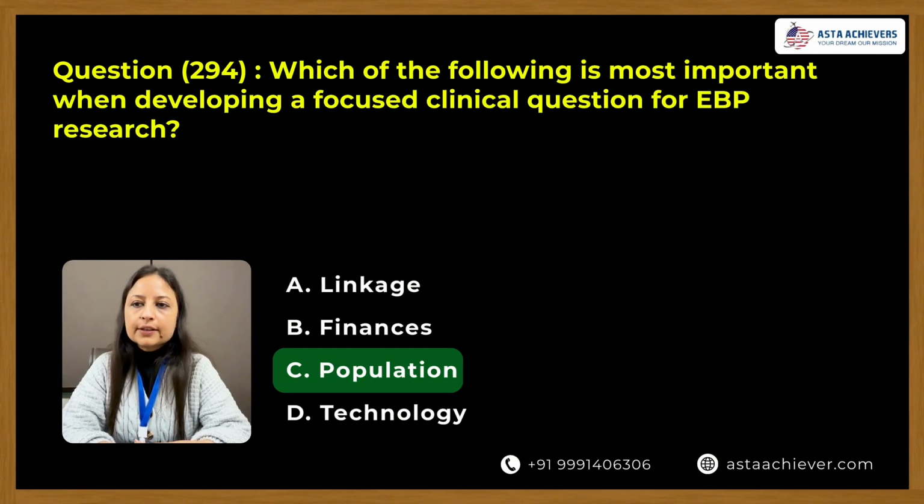Question number 294. Which of the following is most important when developing a focused clinical question for evidence-based practice research? Option A, lineage. Option B, finance. Option C, population. And option D, technology.